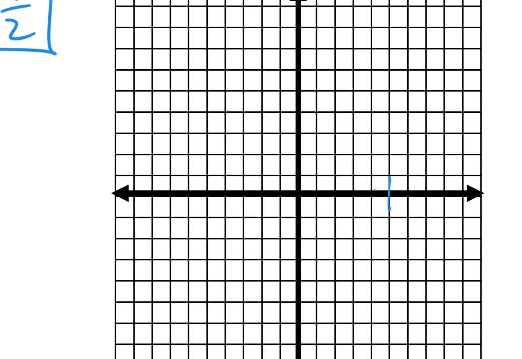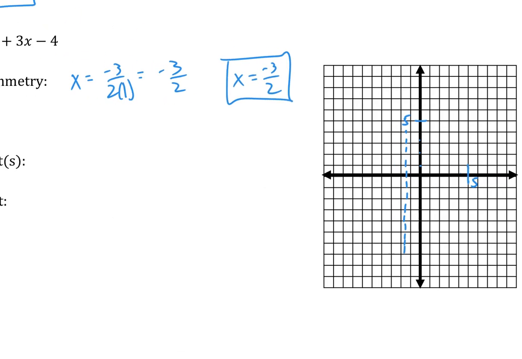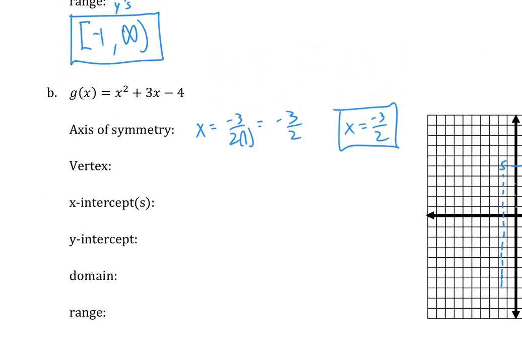1, 2, 3, 4, 5. Let's put 5 here. 1. Okay. So 1.5. There's our axis of symmetry right there. Again, you don't have to draw that, but I'll put it for us. To find the vertex, we need to plug in that. We need to find what g of negative 3 halves is.